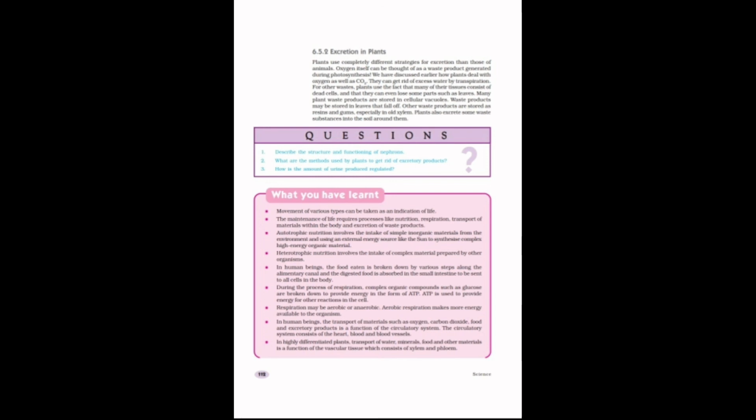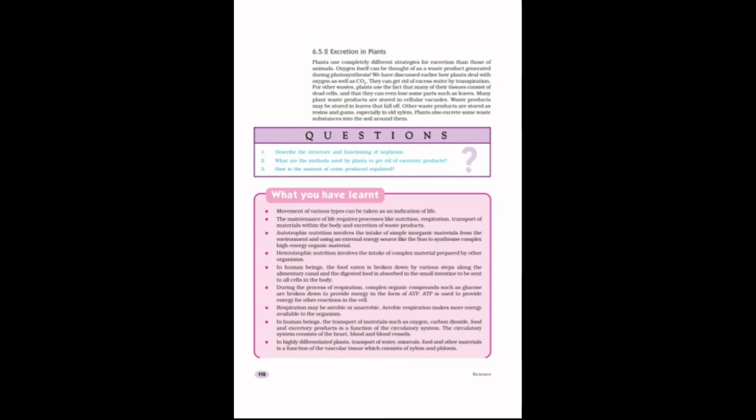6.5.2 Excretion in plants. Plants use completely different strategies for excretion than those of animals. Oxygen itself can be thought of as a waste product generated during photosynthesis. We have discussed earlier how plants deal with oxygen as well as CO2. They can get rid of excess water by transpiration.